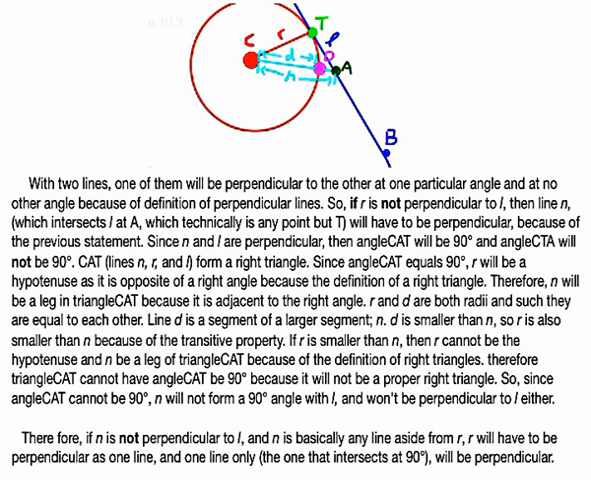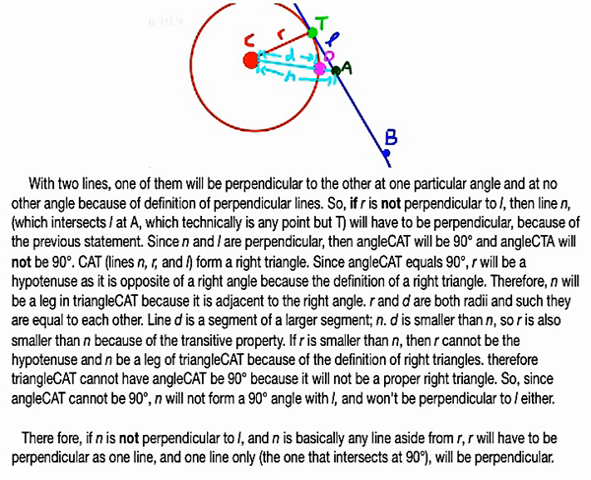Since N and L are perpendicular, then angle CAT will be 90 degrees and angle CTA will not be 90 degrees. CAT, lines N, R, and L form a right triangle. Since angle CAT equals 90 degrees, R will be a hypotenuse that is opposite of a right angle because of the definition of a right triangle. Therefore, N will be a leg in triangle CAT because it is adjacent to the right angle.